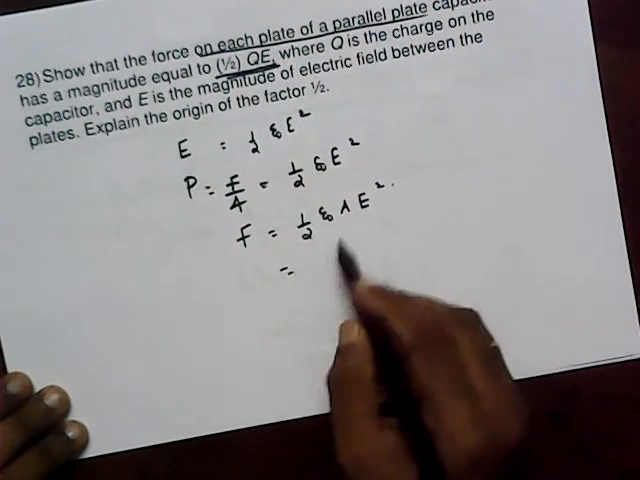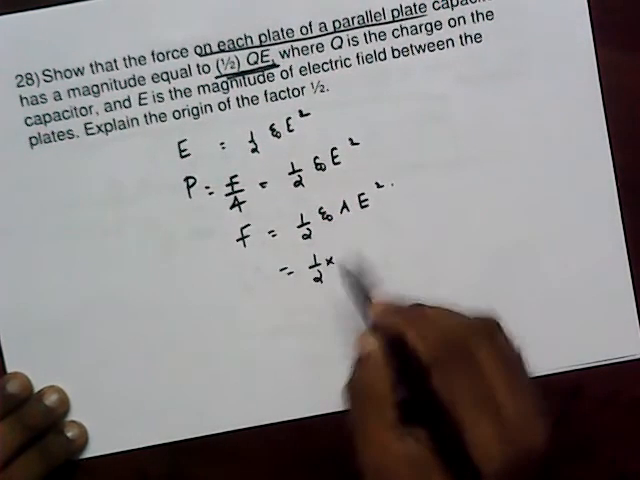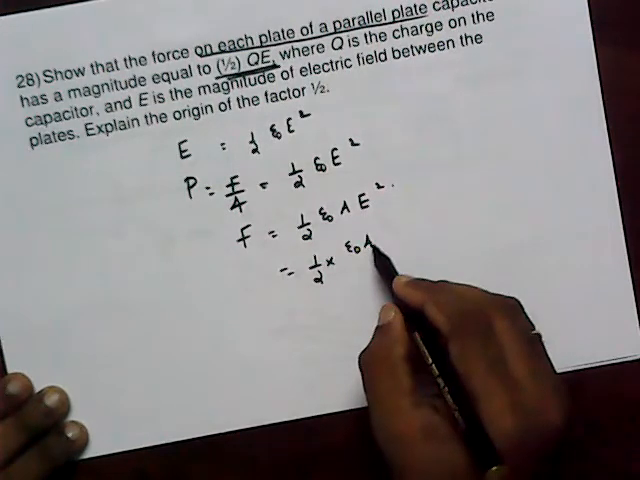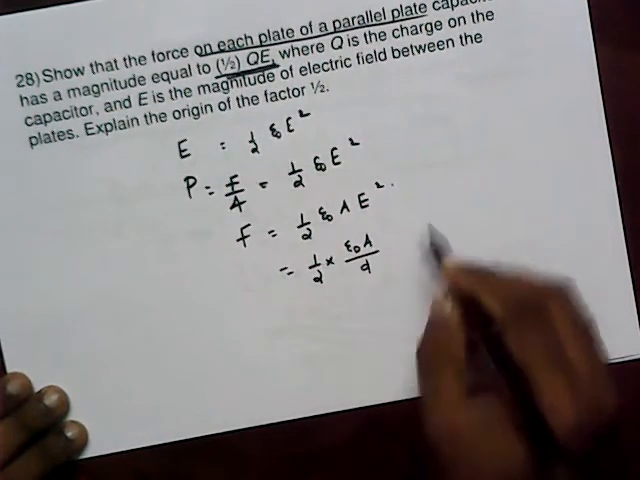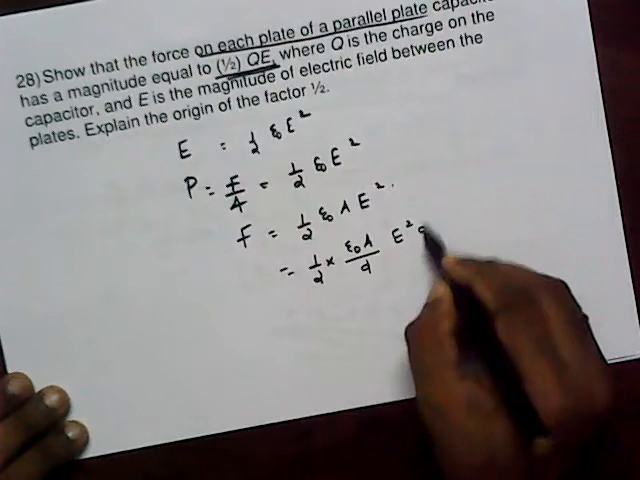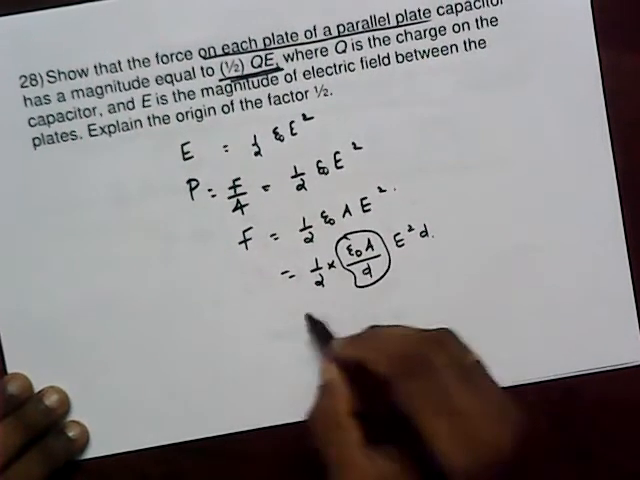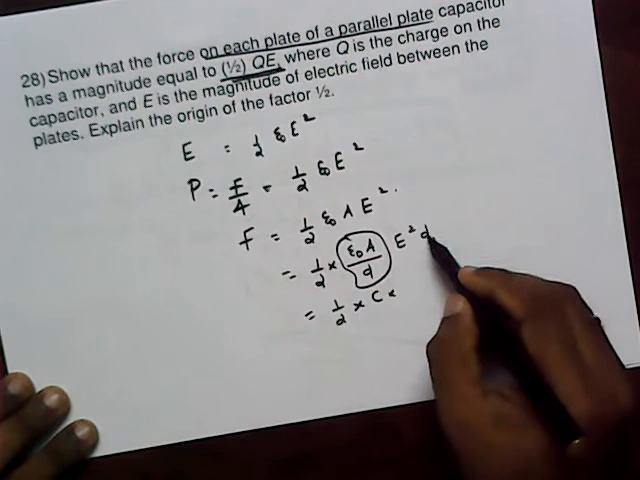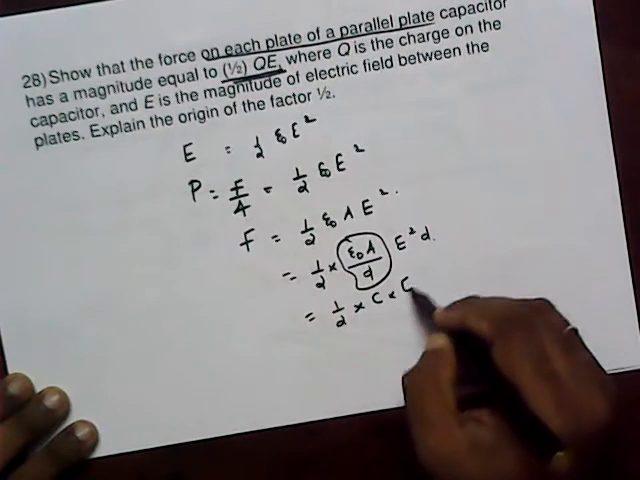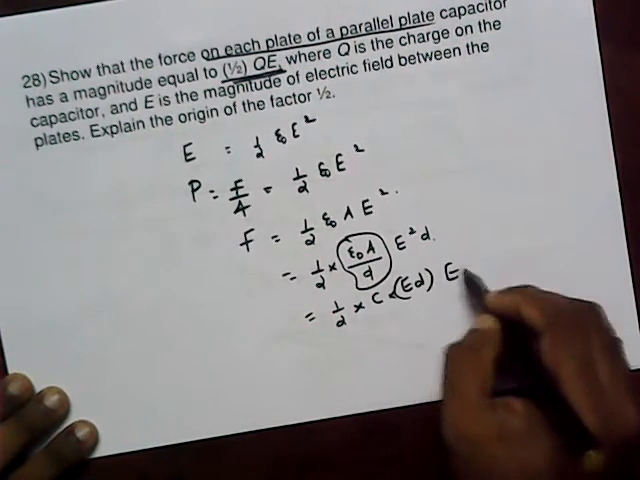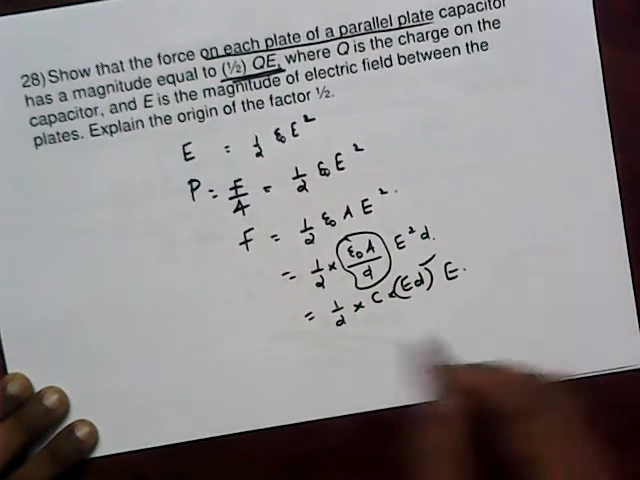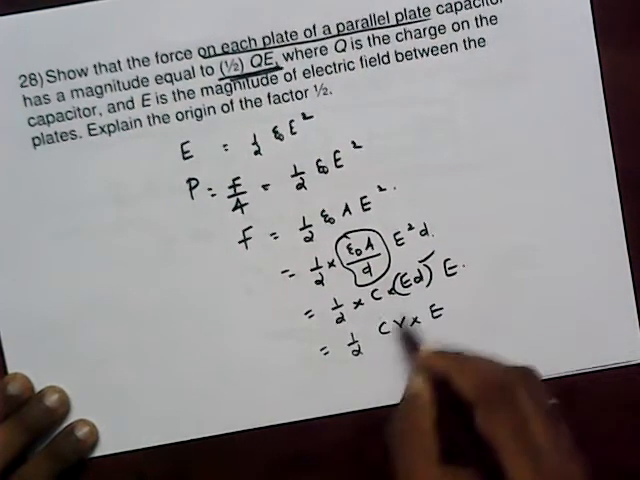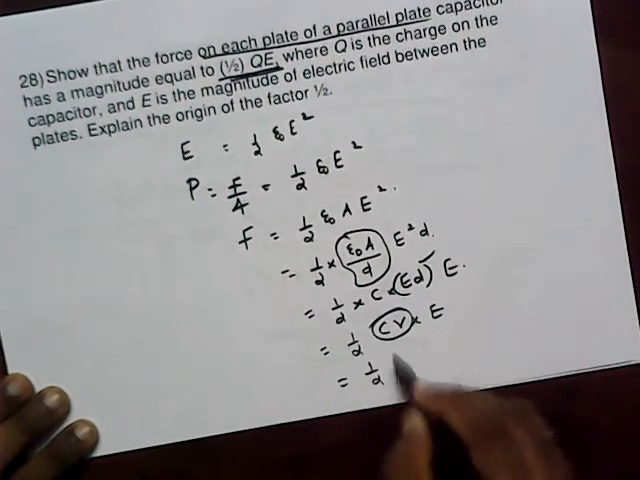That is equal to, but we have to convert it in terms of capacitance. We can divide by A D in the numerator and in the denominator, so this factor becomes C. So half into C into E D into E. What is E D? It is nothing but the potential, and C V is the charge. So half Q into E.